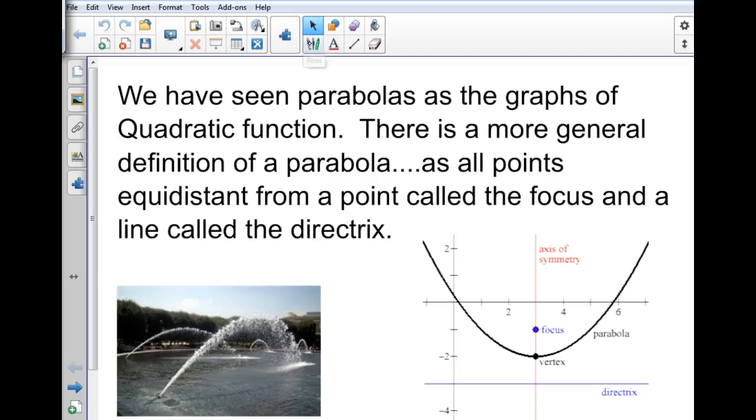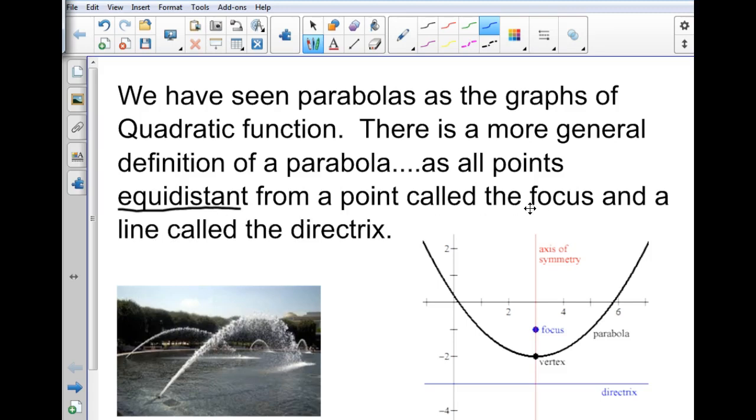All right, today we're going to talk about the definition of a parabola and some properties that we may not have known about parabolas. We've talked about them as the shape of a quadratic function. There's a more general definition. It's all the points equidistant. Equidistant means, you can learn that in geometry. You don't have to write anything down, just listen right now.